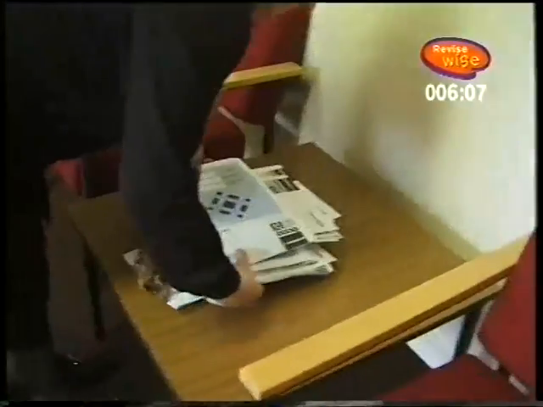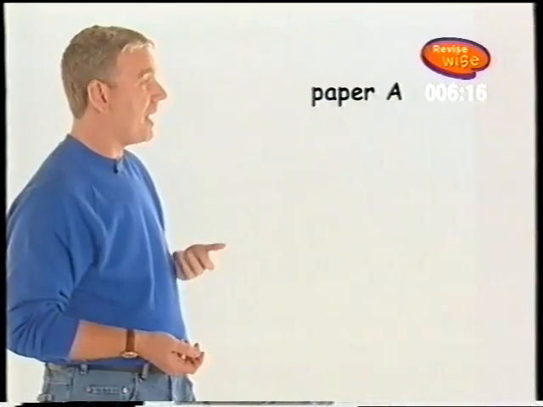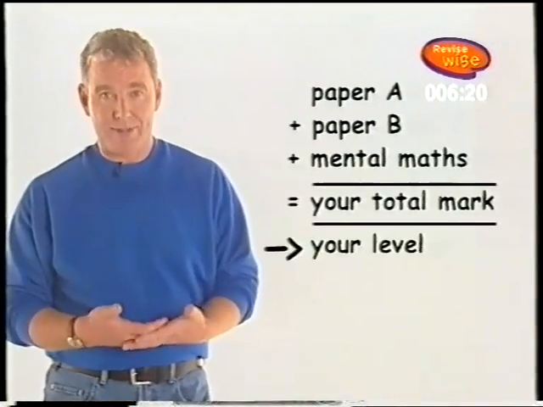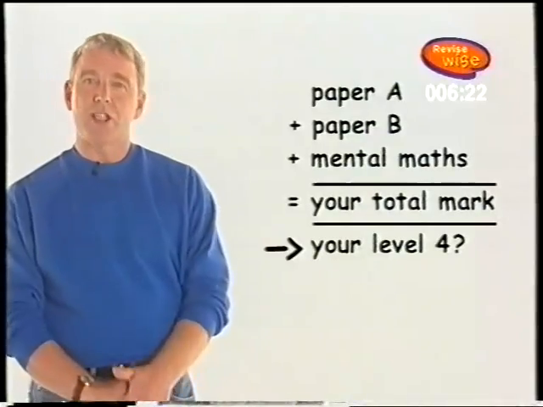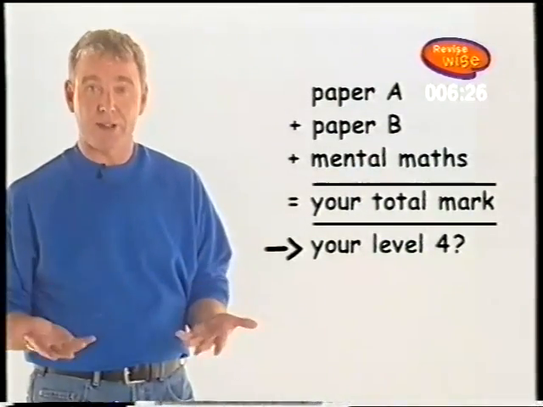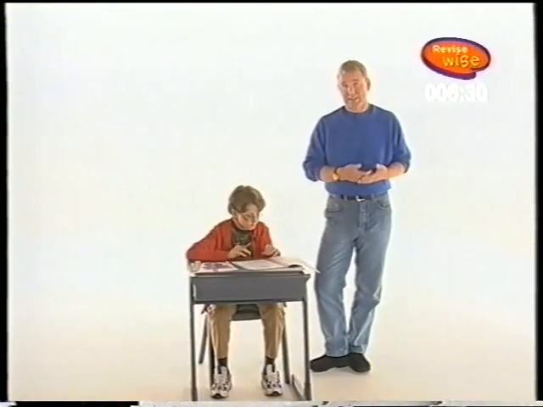The finished test papers aren't marked by your teachers. They're sent off to be marked by other teachers who don't know you or your school. The people marking the tests add up all the marks from your 3 papers: Paper A, Paper B, and your mental maths. And that's what gives you your level, level 4, we hope. So if you don't do well on one paper, you could do better on another and still get your level 4.